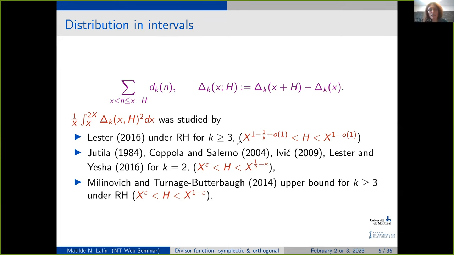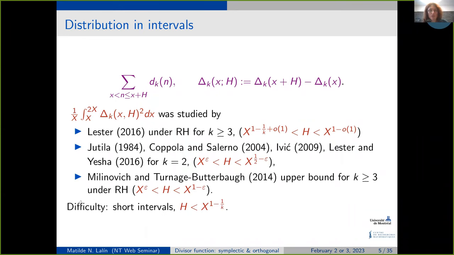There are results for k equals 2 for small intervals by Ustinov, Coppola, Salerno, Ivić, Lester, and Yesha, sorry. There are also results with small intervals that are like upper bounds. So it's some upper bounds, so it's not an asymptotic of the error term, by Milinovich and Turnage-Butterbaugh. So to summarize, something that we need to keep in mind is that the interest will be short intervals. And so we are interested in h less than x to the 1 minus 1 over k.